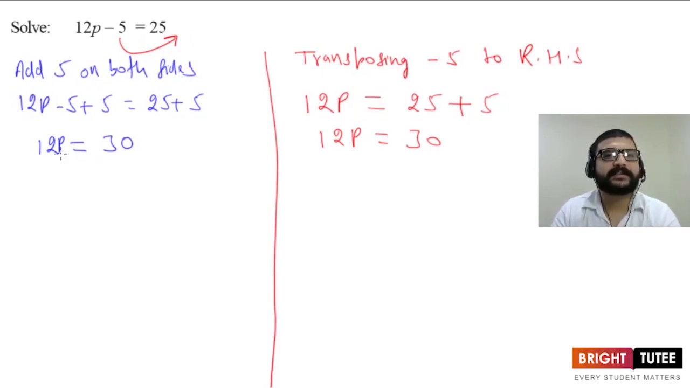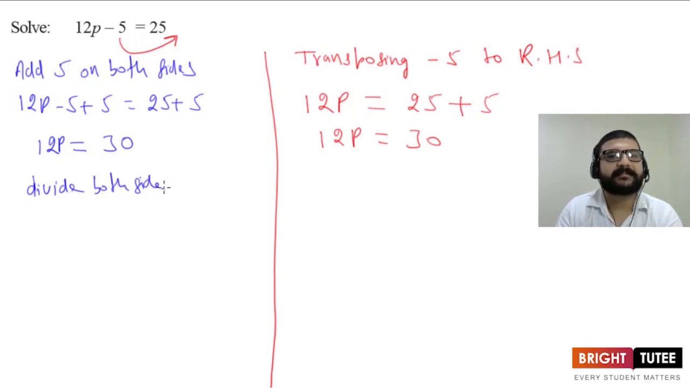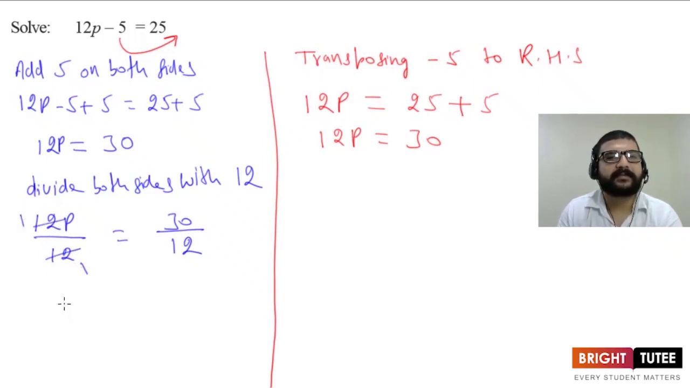Now we have to get rid of this 12. So what we will do for that, we can divide both the sides with the same number, and that number will be 12 here in this case. So by doing that, we will get 12p upon 12 is equal to 30 upon 12. Now from here 12 and 12 will be cancelled out, and we will get p is equal to 30 upon 12. So now the final value of p is 30 upon 12.